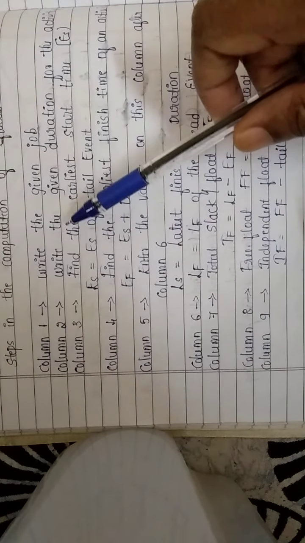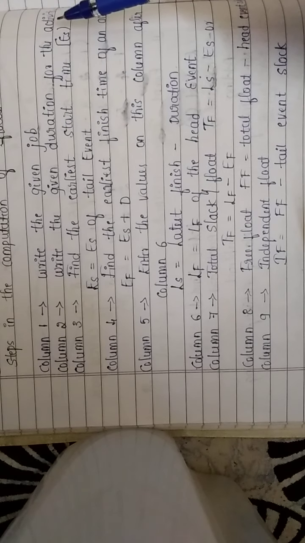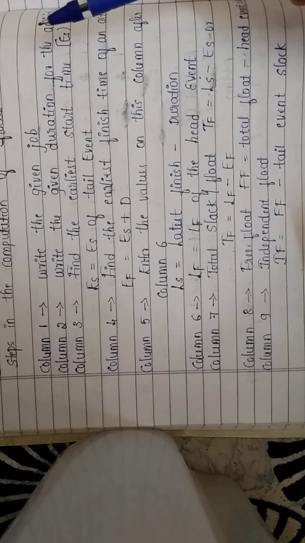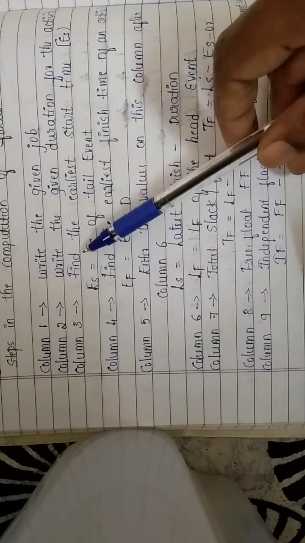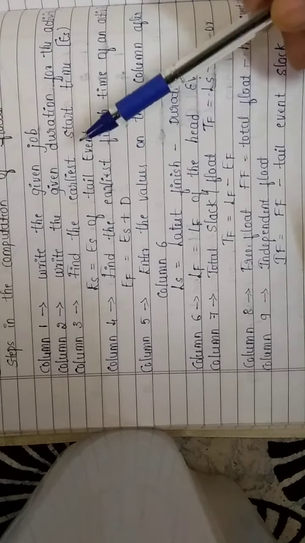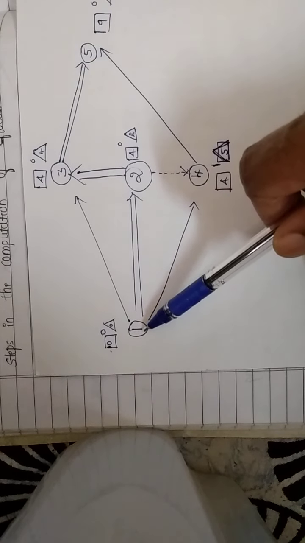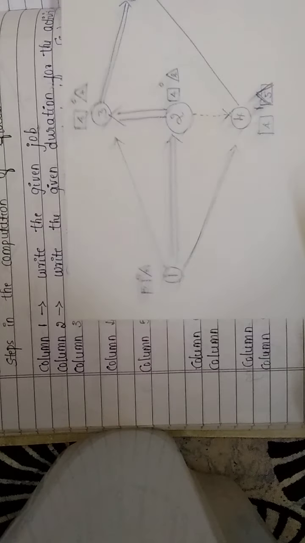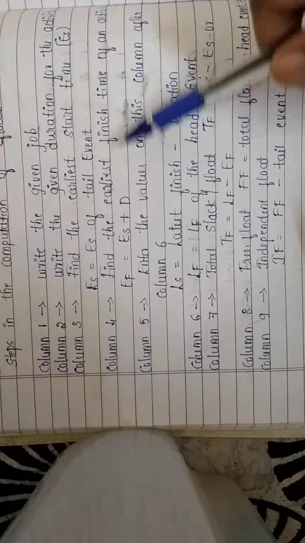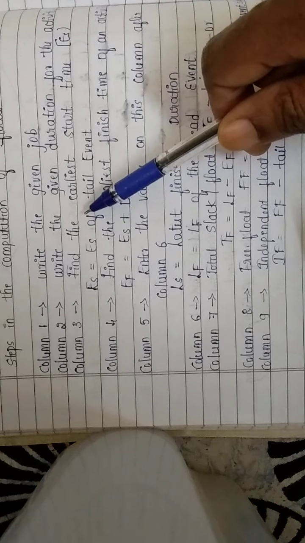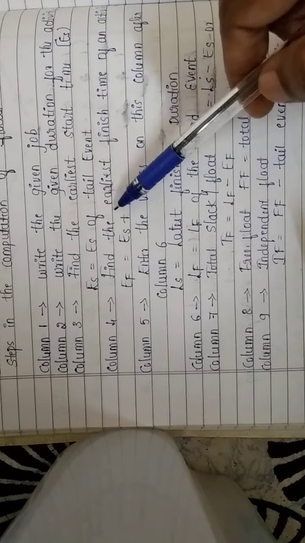Second column is write the duration for the activity. For each activity, the duration will be given, so those durations shall be written down. After that, column 3 is find the earliest start time, that is the earliest start time of the tail event. When you take any job, there will be a head event and a tail event, and we will have to write down the same here. Column 4 is find the earliest finish time of an activity. Earliest finish time is ES, what you get in column 3, plus column 2. So both are added up.